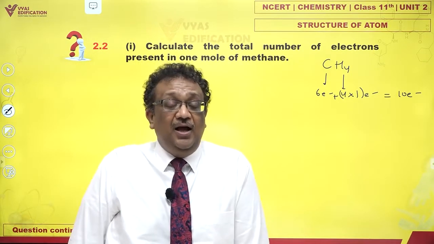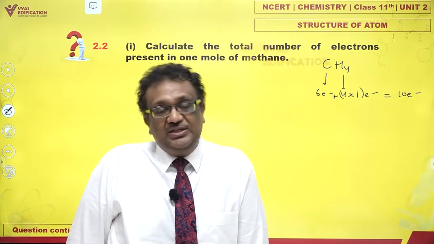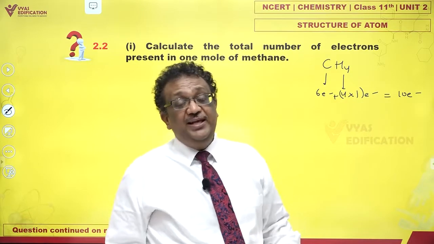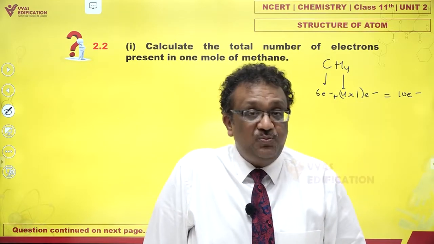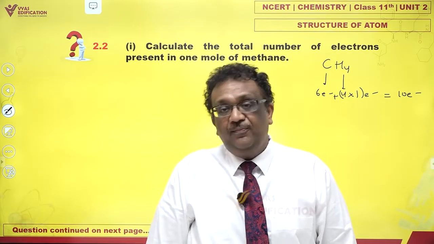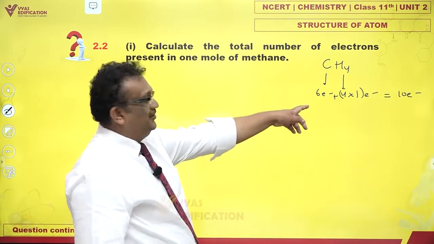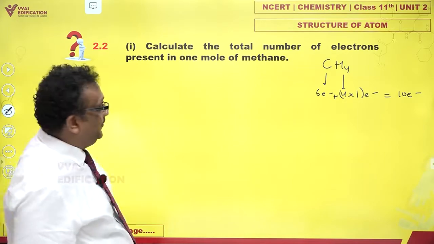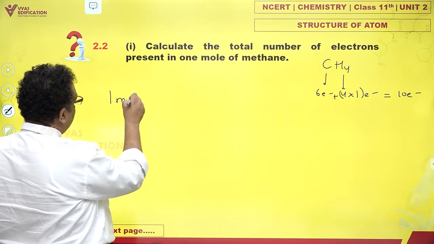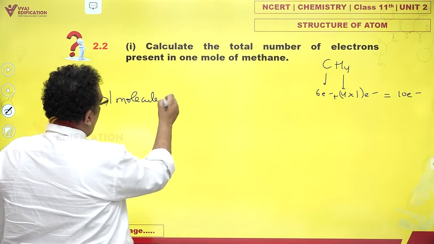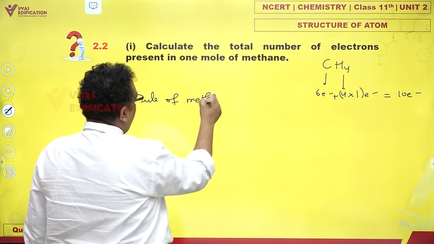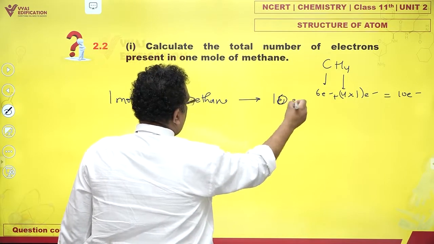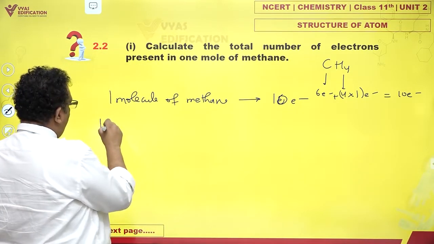Why exactly? Carbon contains 6 electrons and each hydrogen contains 1. So if we add up CH4, that makes it 6 plus 1 plus 1 plus 1 plus 1, 10 electrons. Perfect. So 1 mole of methane. Now 1 molecule of methane contains 10 electrons.